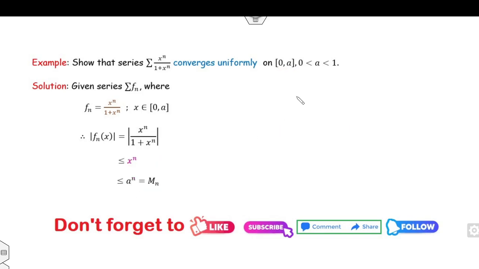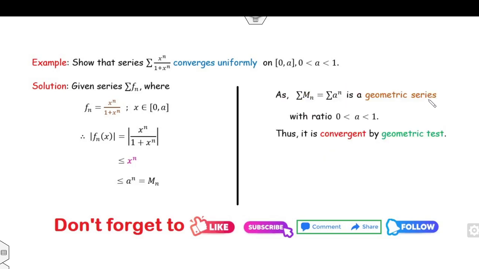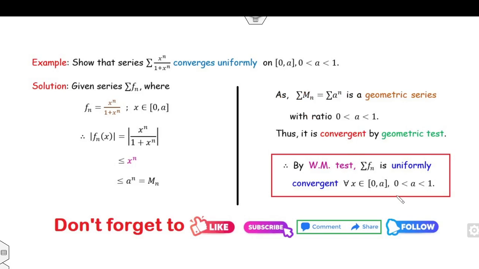Fine. Now this is my Mn, and you can see the series of Mn is a GP series. Fine. And what is the common ratio? The common ratio is a. So what is the value of the mod of a? And a is strictly less than 1. Therefore, this series is convergent by using the geometric series test. And once the Mn is convergent, therefore, by using the M-test, the series is uniform convergent.